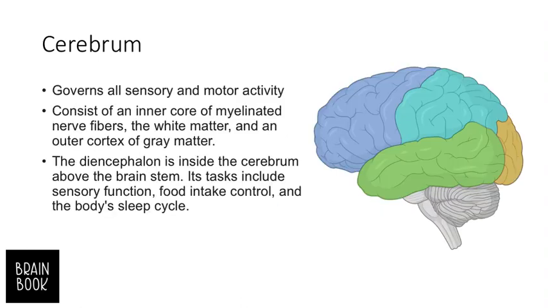The cerebrum governs all sensory and motor activities. It consists of an inner core of myelinated nerve fibers that forms the white matter and an outer cortex, which is the gray matter. The diencephalon is inside the cerebrum, under this area, above the brain stem, and its tasks include sensory function, food intake control, and the body sleep cycle.